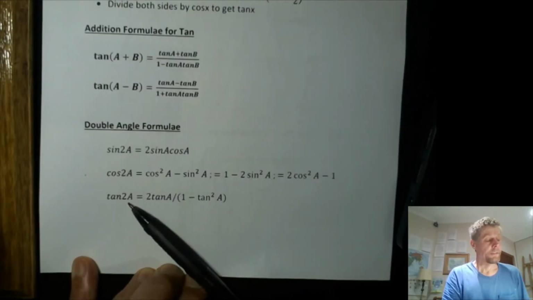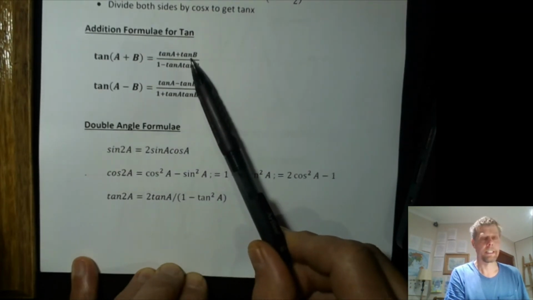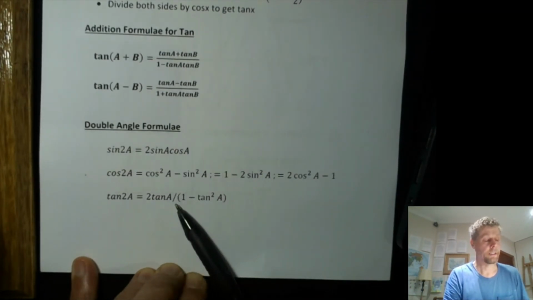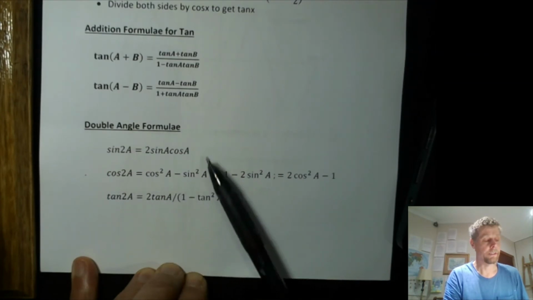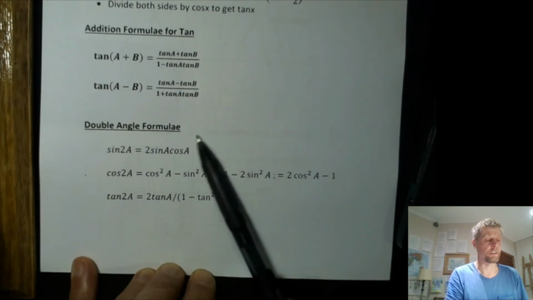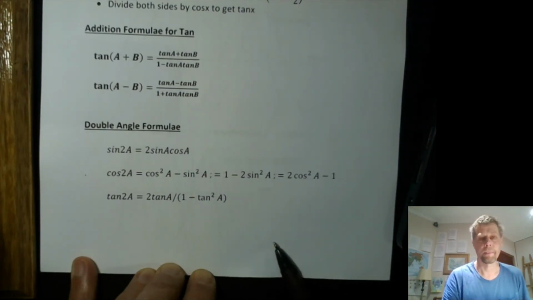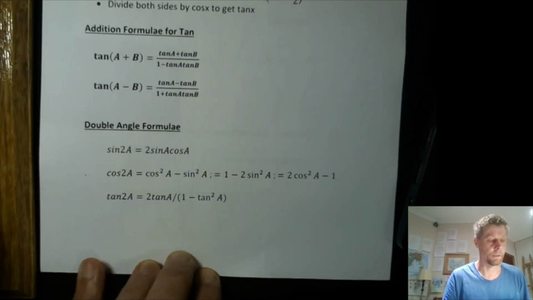And then tan of 2a equals 2 tan a. See there? Tan a plus tan a is 2 tan a, divided by 1 minus tan a times tan a, tan squared a. So it's quite easy to deduce these from the addition formula. But it's also useful to know them, because you haven't got time to be able to derive these things.